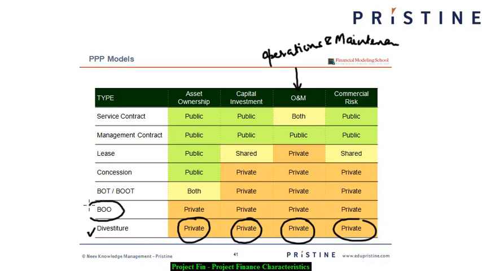They build, operate, and own. Again, everything is private in nature. They build, operate, and transfer. The asset ownership could be for both the parties, but most of the risk is borne by private companies.